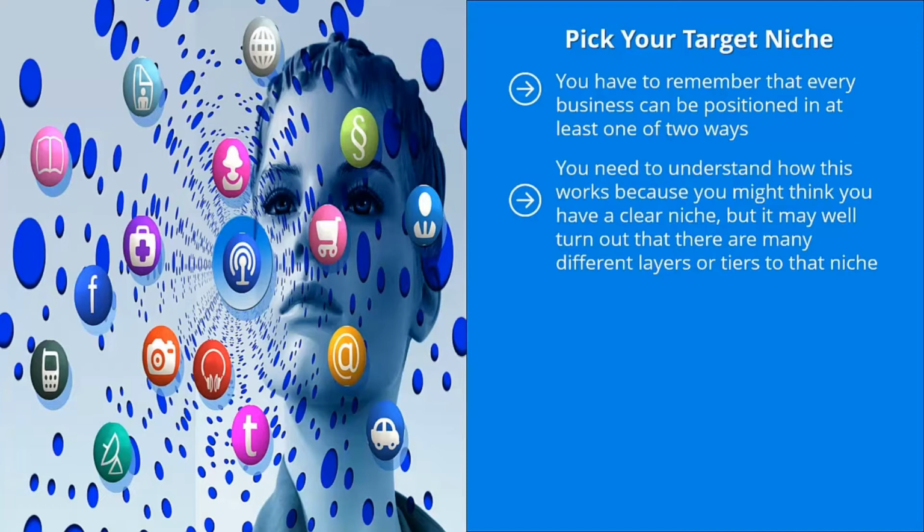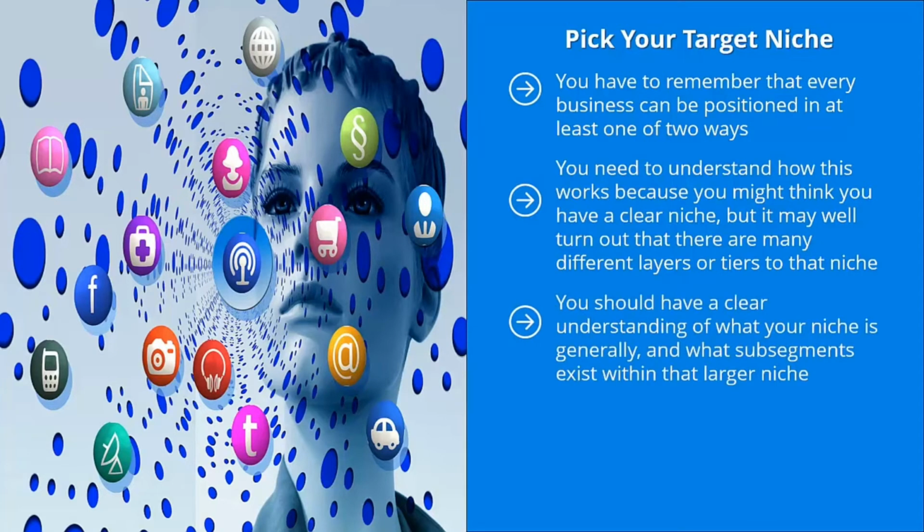There might be different subsegments there. You should have a clear understanding of what your niche is generally and what subsegments exist within that larger niche. Again, you can reverse engineer your competitors to take a stab at this. Regardless, you need to do this. You need to get this information.